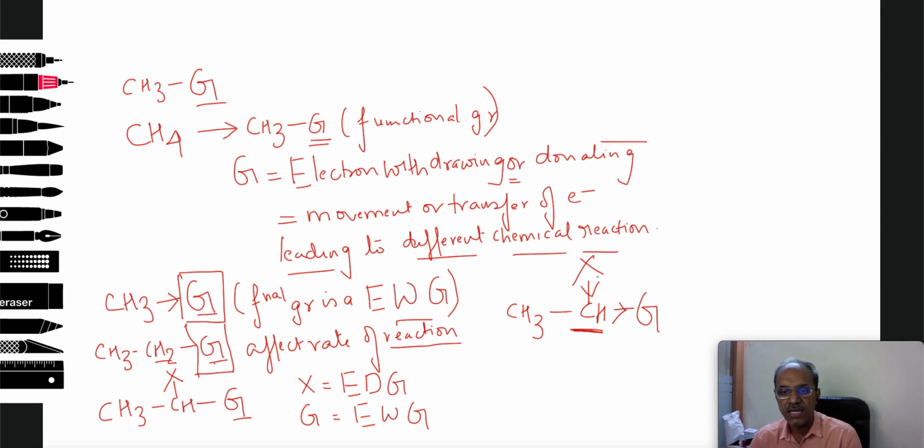Similarly, if this X is not present, if it is simple CH3, CH2 and then G, although here also it is an electron withdrawing, but the absence of X will slightly affect the withdrawing power of G, right? Because there is no extra electron density, right? Therefore, now I hope you have understood.